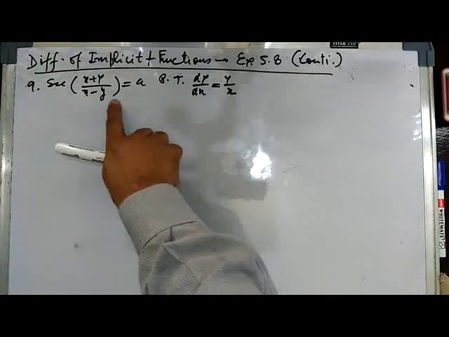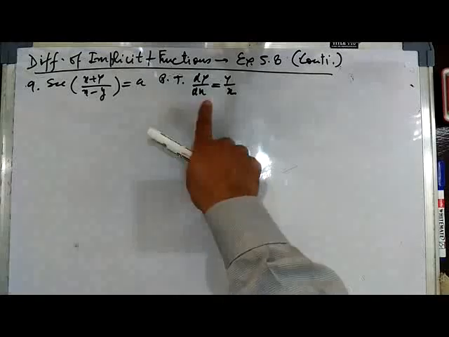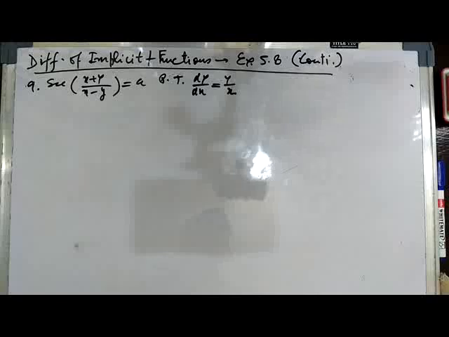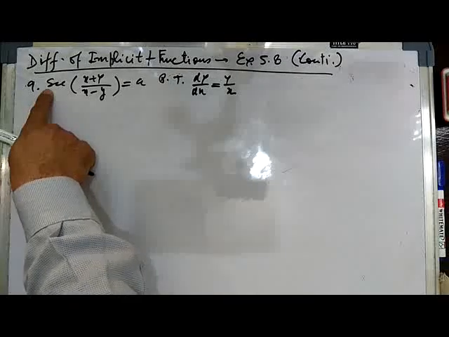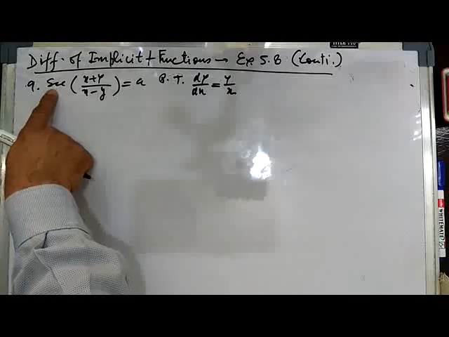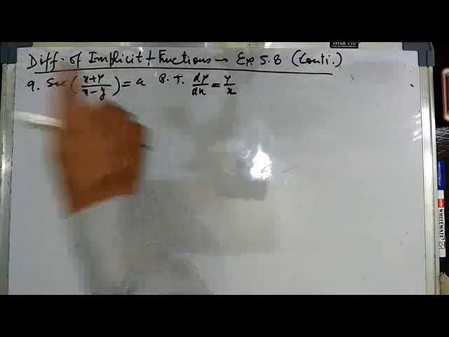So here it is sec of (x plus y) upon (x minus y) equals a, where a is a constant, and we have to find dy/dx. We have to prove that dy/dx equals y upon x. Then how to do this? If one goes directly, then he has to apply the chain rule of differentiation. First he has to differentiate sec, then it will go inside, then the quotient rule will be applicable.